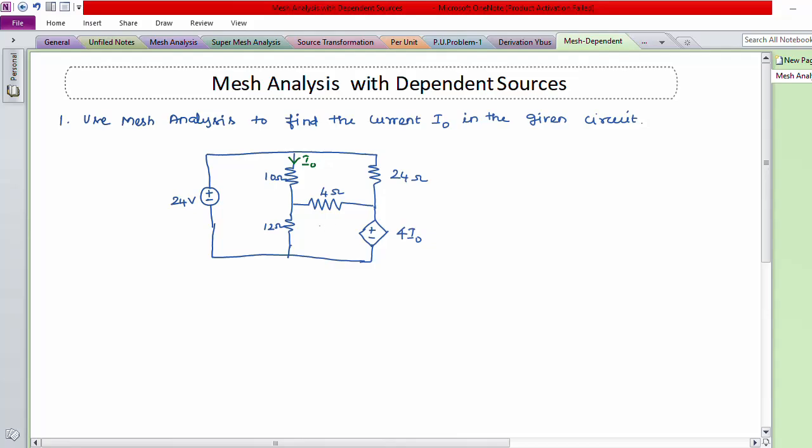Let I1 be the current in loop 1, let I2 be the current in loop 2, let I3 be the current in loop 3. Now, for each loop, we have to apply Kirchhoff's voltage law to write the equations. Now, for each loop, we are going to apply the KVL.